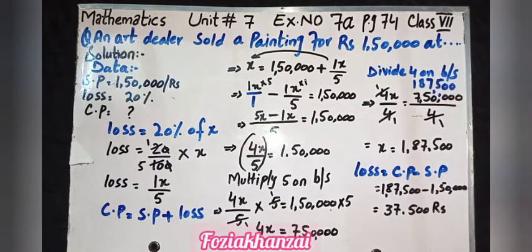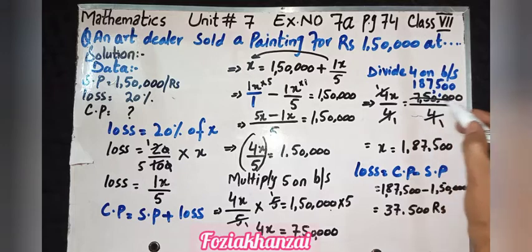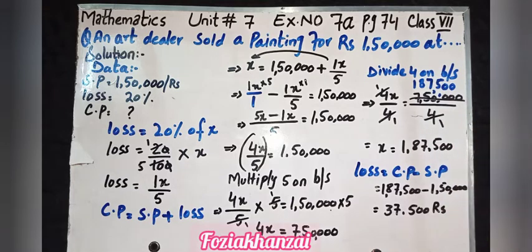Now the division: 4 into 7 is 1, leaving 3, then 35. 4 eights are 32, leaving 3. The next digit is 0, making 30. 4 sevens are 28, leaving 2. Now it becomes 20. 4 fives are 20. The last 0 goes up. So we get the answer 1,87,500 rupees. It means we found the value of x.